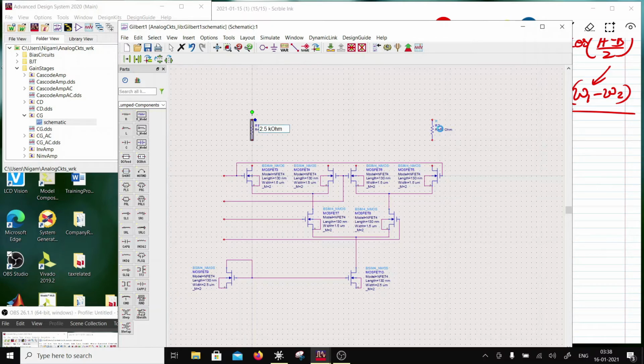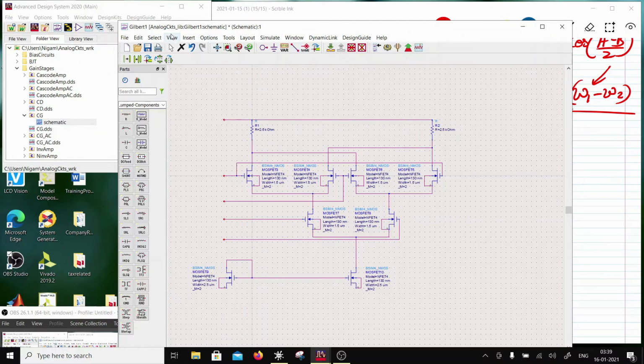So this is RD. This will decide the conversion gain, right? 2.5k. Okay, so this is connected over here, and this is connected over here. This is connected over here, and this is connected over here. Correct? So we are all set now. This is going to be our VDD.